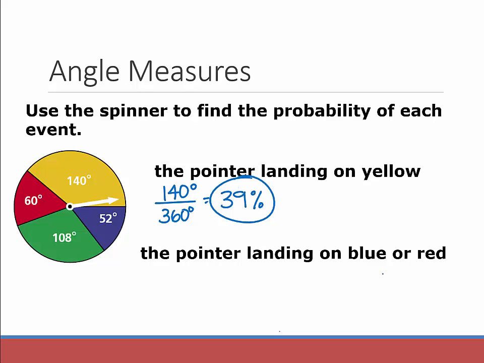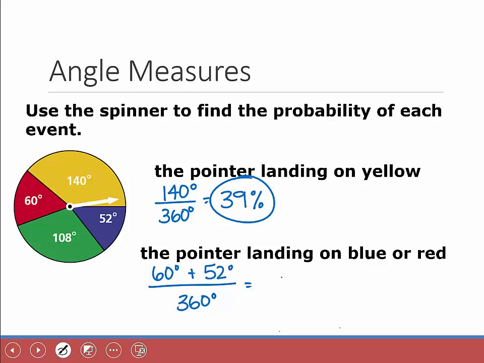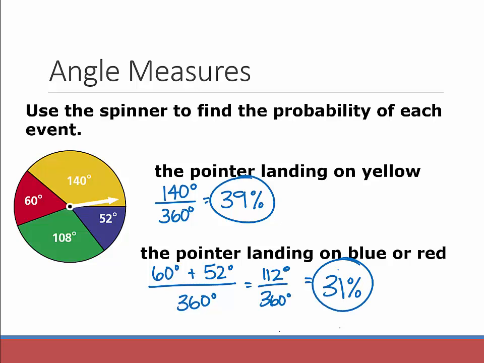Now when we have one like this where it asks us landing on blue or red, we are perfectly happy with it landing on red or on blue. So you just get to add them up and then always divide by 360. So 60 plus 52 will give us the numerator, and we want to divide that by the total number of degrees that we have. So 112 divided by 360 gives us about 31% of the time we're going to land on blue or red.